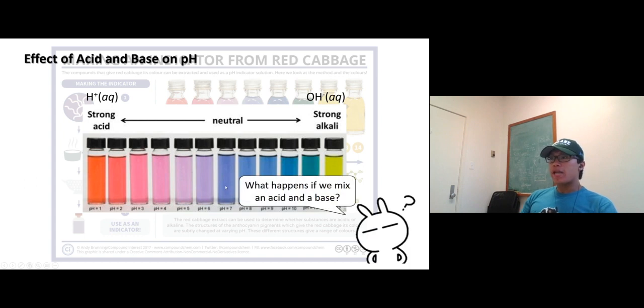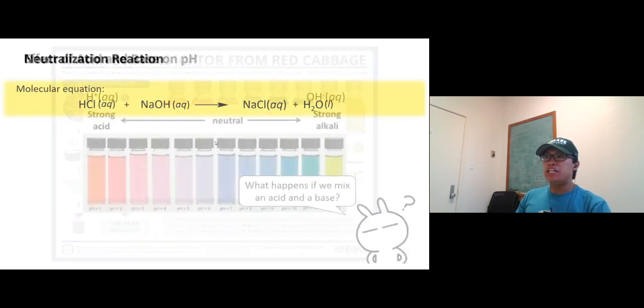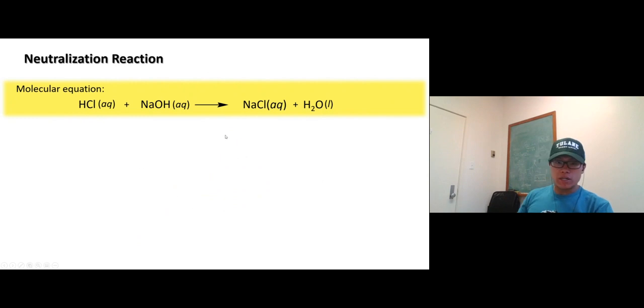Okay, now what happens if we mix an acid and a base together? Well, they just cancel each other out, right? Yeah, they actually cancel each other out. So we call this reaction of adding acid and base a neutralization. We'll talk about this in the next video.